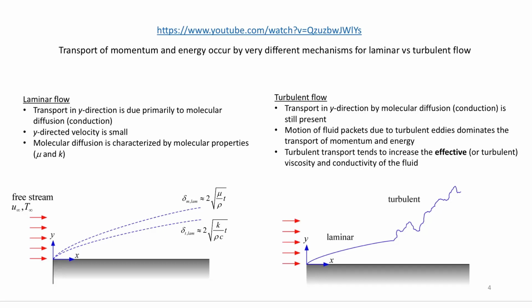Okay, so again, in laminar flow, y-directed velocity is small. There is a y-directed velocity, but it's small and controlled. In turbulent flow, the y velocity is not small, and you get these eddies, and that actually tends to dominate the properties. So yeah, we'll talk about effective properties here.